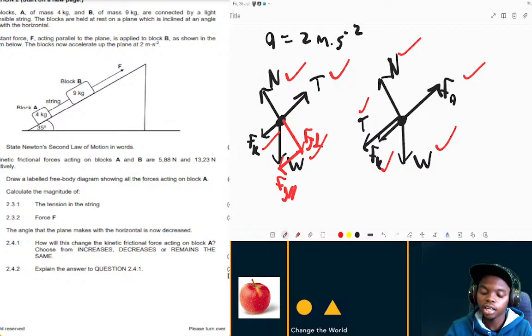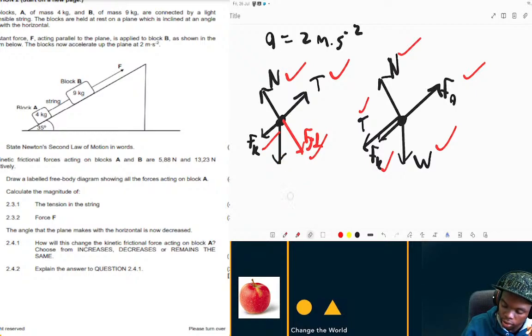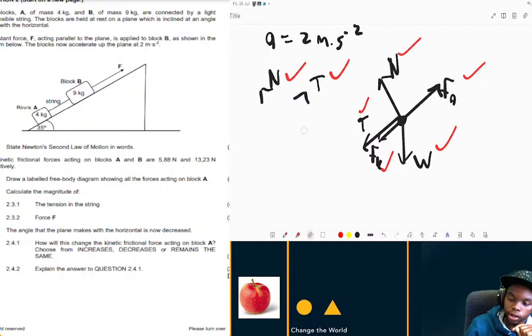But guys, once you include FG parallel and FG perpendicular on a free body diagram, you won't include it like this. You will include it here with your fraction, and then you just say FG parallel. But once you do that, you don't include your weight. It's either you just write weight or you just write the components. Once you write components, you don't write the weight itself. Hope I'm clear on that, guys.